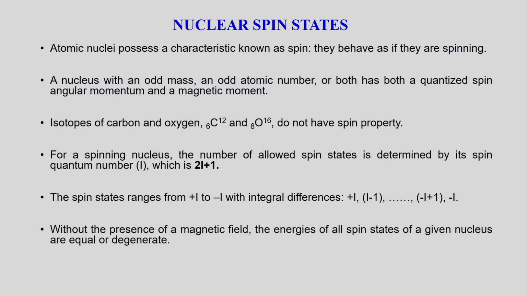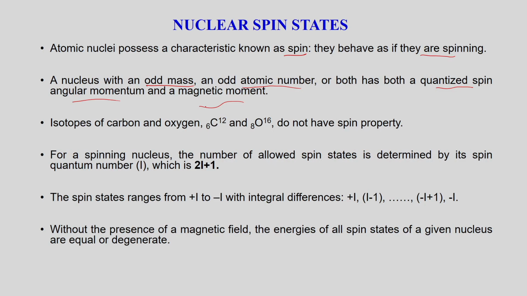But is it true that all nuclei will show a spin, or that all nuclei will either align or not align? It is true, but only to a certain extent. Atomic nuclei do possess spin; they behave as if they are spinning around their axis. But what type of nucleus? Can we have any type of nucleus? No. We should have a nucleus which has an odd mass. What does odd mass mean? It can have an odd atomic number, or it has a quantized spin angular momentum and a magnetic moment.